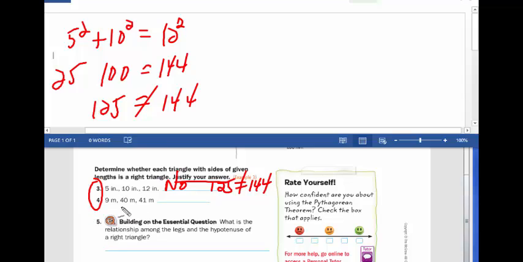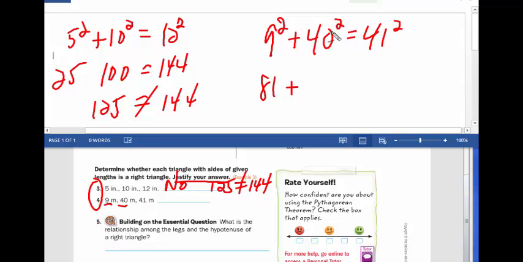Problem number 4. Our two smaller legs are 9 and 40. So we are asking ourselves, 9 squared plus 40 squared, does that equal 41 squared? So 9 squared is 9 times 9 is 81, plus 40 times 40 is 1600. Does that equal 41 squared? And 41 squared is 1,681, and you can see right away that this is indeed 1,681 as well.